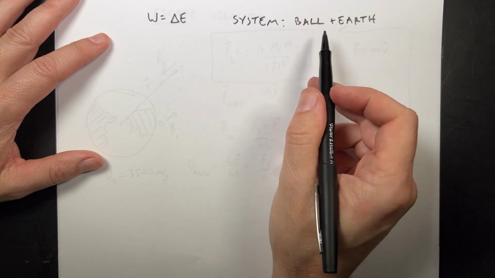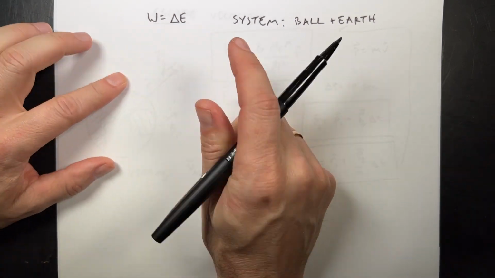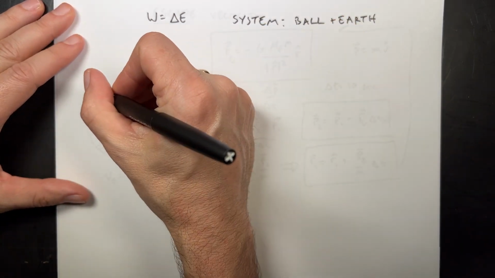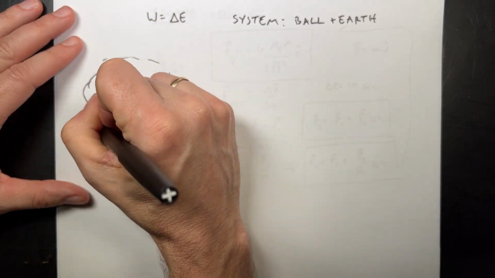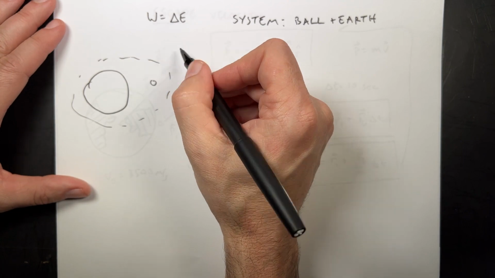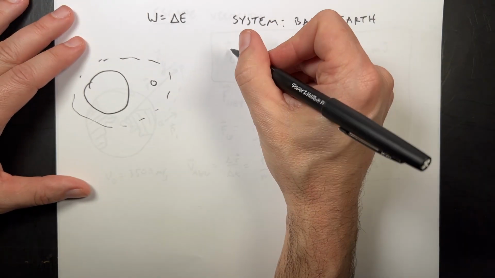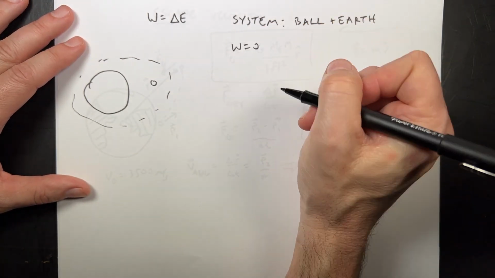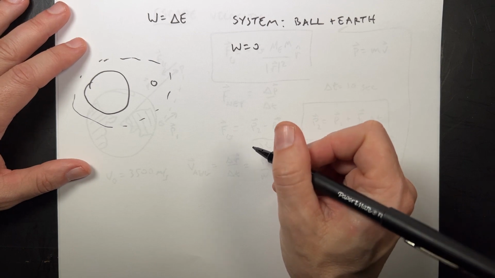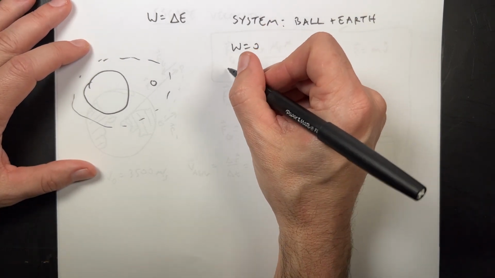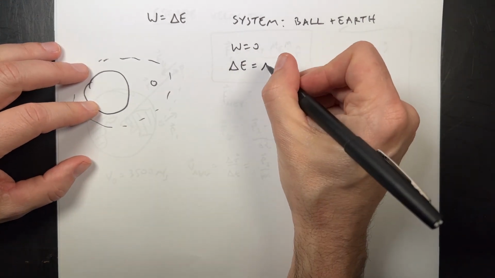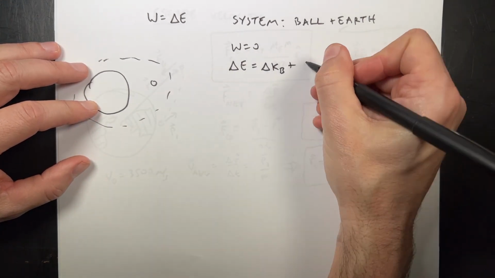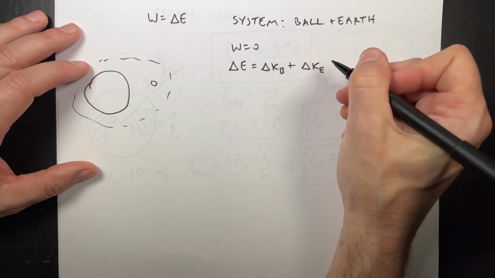And so once you define the system, that has an impact on both of these. So this says that if I have my Earth and my ball as my system, then the work is going to be due to anything interacting with the system, and there is nothing interacting with the system, so the work is 0. But it also says that the change in energy, I know what kinds I have. I can have a change in kinetic energy of the ball plus a change in kinetic energy of the Earth, because it's part of the system.